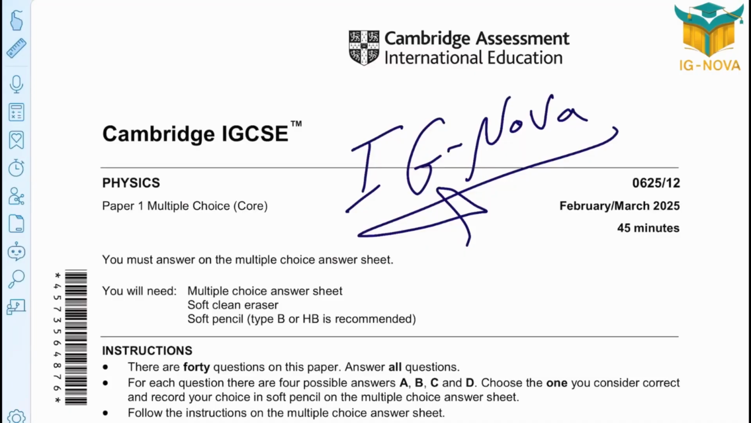Welcome to IGNova. Today we have 0625 physics subject, according to the updated syllabus for 2025 and 2026, for February March paper 1 version 2. Let's start.